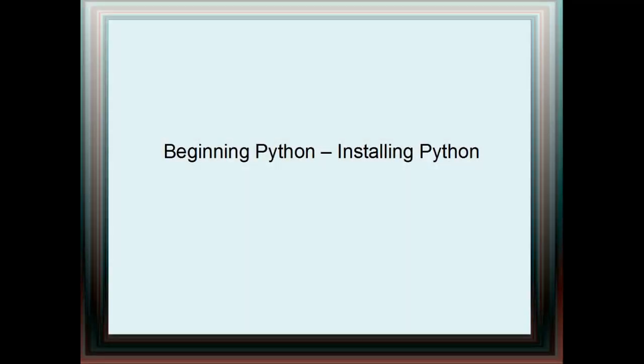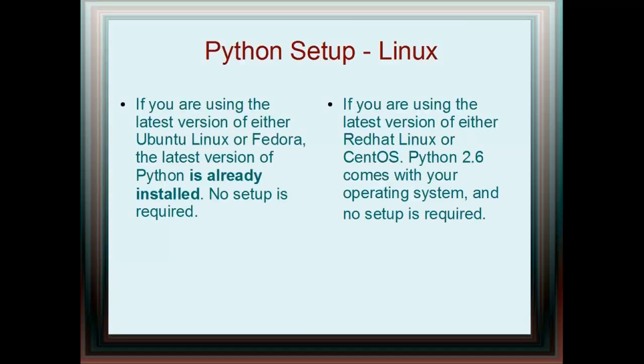Welcome to the second lesson of our Eduonix series on learning Python. In this lesson, we will discuss installing Python and making sure it is set up properly on various operating systems. Generally, Python comes pre-installed for most versions of Linux that have come out recently. If you're using the latest version of Ubuntu Linux or Fedora as your operating system, then the latest version of Python should already be installed. If you're using the latest version of Red Hat Linux or CentOS, Python also comes pre-installed with your operating system.